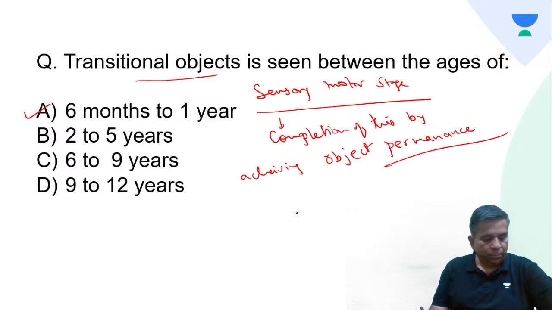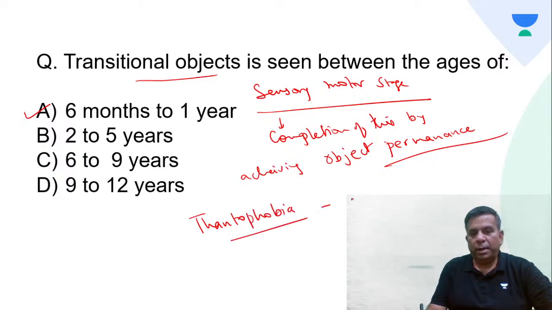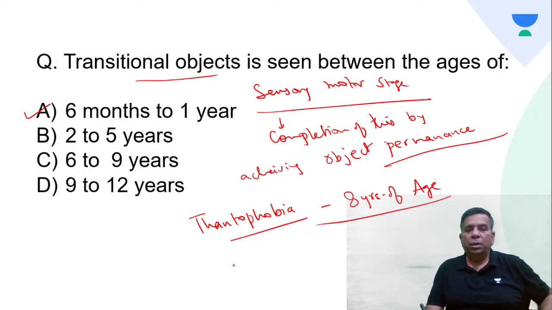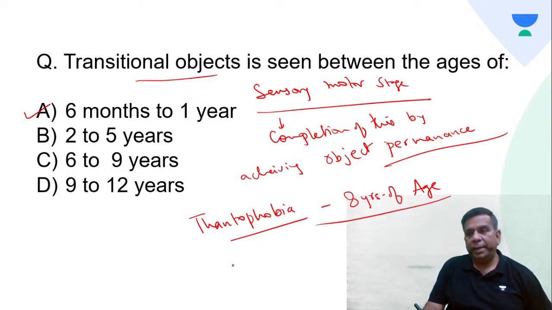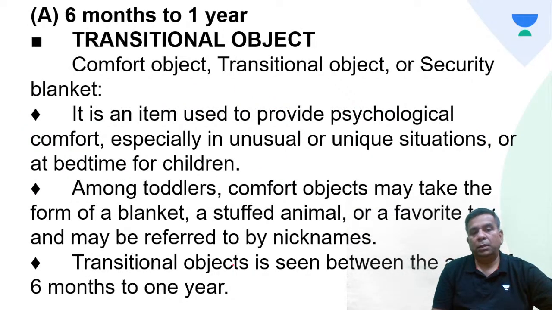Now 2 years for the... dead people will not come back. See, the age of thanatophobia is around 7 years of age. Thanatophobia is at 8 years of age. So fear of death comes here. That is the age where the child comes to know that the cognition has developed to the level that if somebody goes by death, then they will not come back. So thanatophobia is between 7 years and 8 years; both shall be the correct answer. Okay.